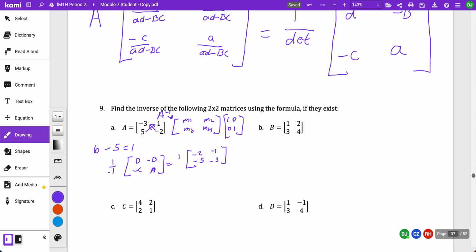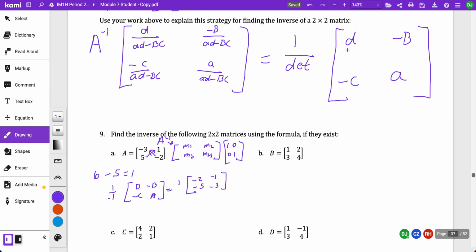So what did I do there? I did exactly what it said up here. Make the A the D value, the D the A value, which I just did. Take the B, leave it there, just multiply it by negative 1. Take the C value, leave it there, multiply it by negative 1. And then what you're going to do is multiply it by 1 over the determinant, which would just give me the same exact thing, because in this case, 1 over the determinant is just 1. So you'll have a final answer of the multiplicative inverse of negative 2, negative 1, negative 5, negative 3.